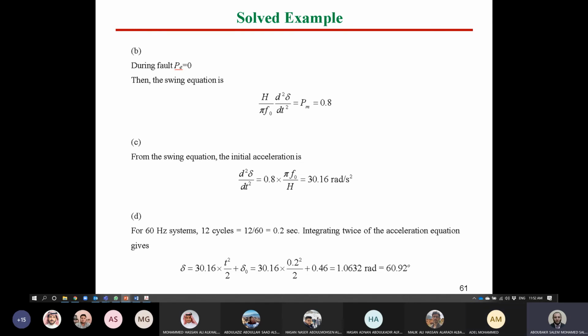In part B, you said that during the fault Pe equals 0. I didn't understand why that is. Why? We have a short circuit, is it right? Yes, we have a short circuit on the bus bar. So what is the voltage of the bus bar? Zero. Exactly. Voltage is 0, so power, which equals V I power factor, has to be 0 as well during the fault. Yes, exactly. This is in terms of mathematics.